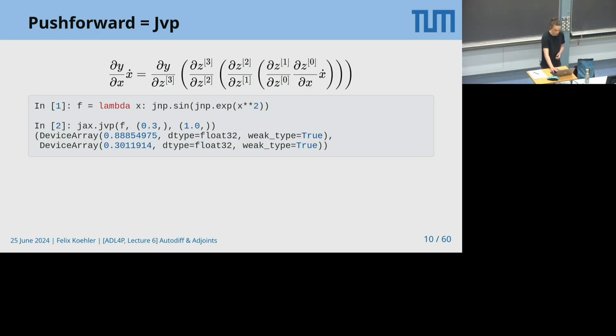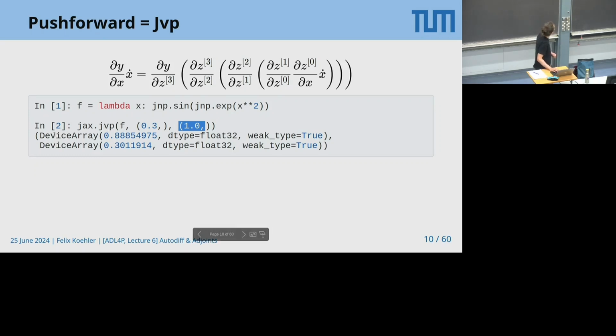And here I have a snippet in JAX where I implement the aforementioned function as a lambda function, and then I call this very nice function within JAX, which is this Jacobian vector product. It requires me to hand over a function which I want to differentiate. This is f. Then I need to hand over an execution point, so this is the primal point at which we evaluate. Here this is 0.3. And I need to hand over the tangent, which here I chose as 1.0. I will explain in a second.